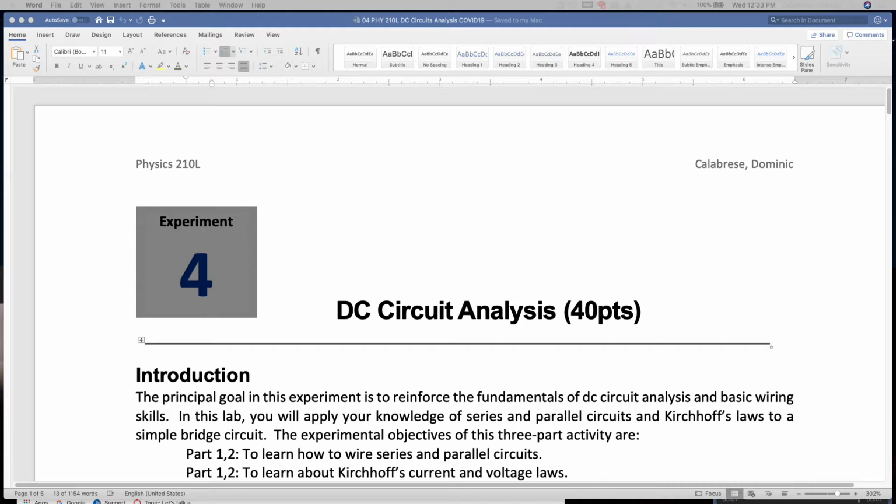So the next lab that we're going to work on is called DC circuit analysis. This is a fairly involved lab in terms of the data analysis. In terms of the procedure, to me, it's pretty straightforward. You're just going to be measuring voltage and current in this circuit, but you're going to be learning how to wire circuits. A lot of you folks are still learning how to wire circuits, so that's one skill we're hopefully going to get better at in this lab.